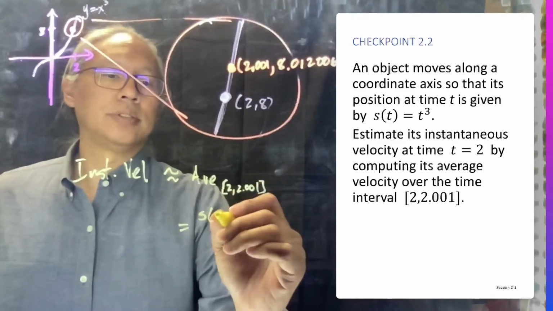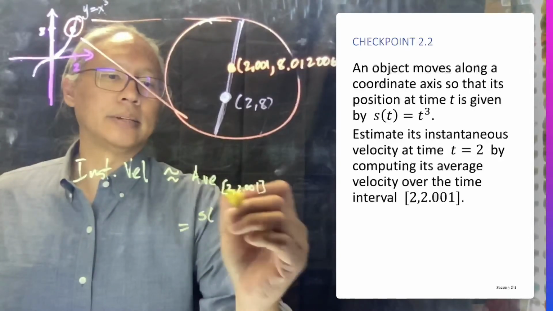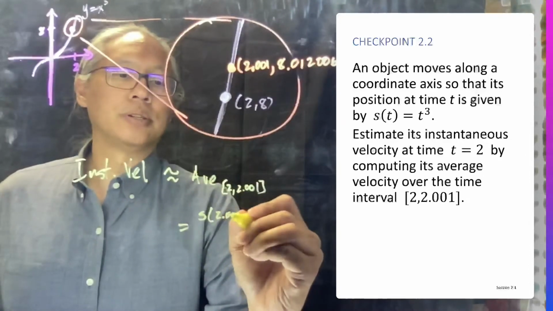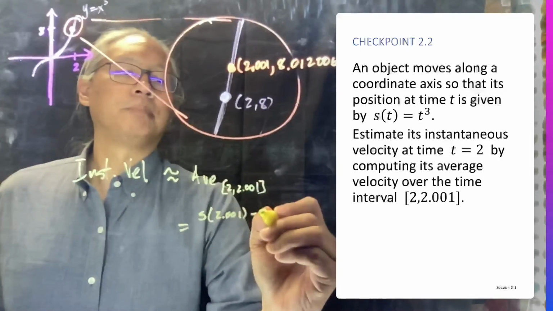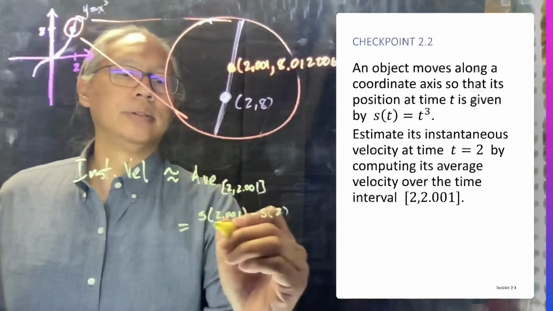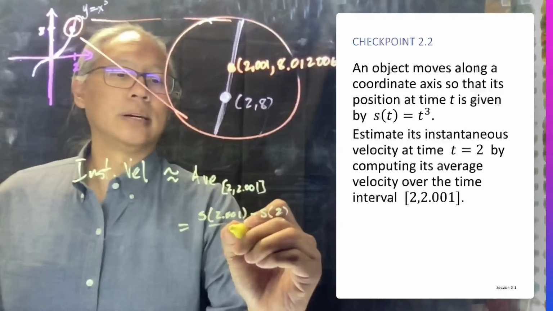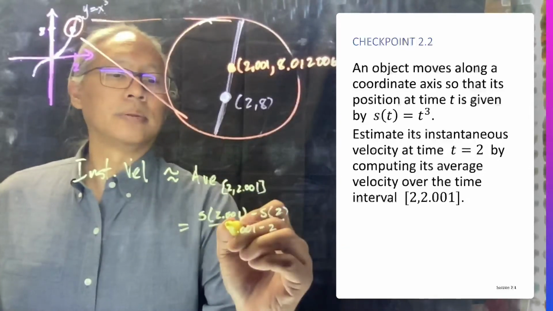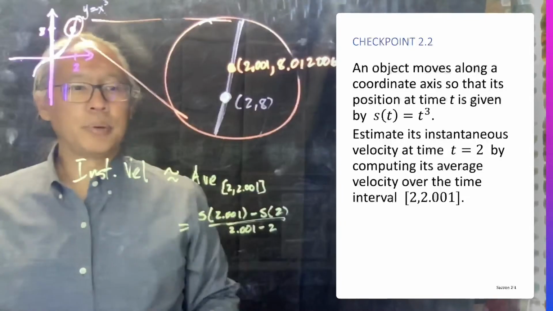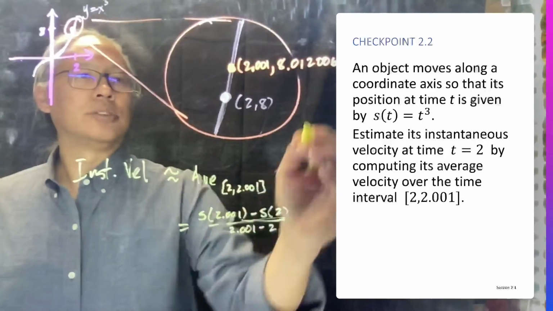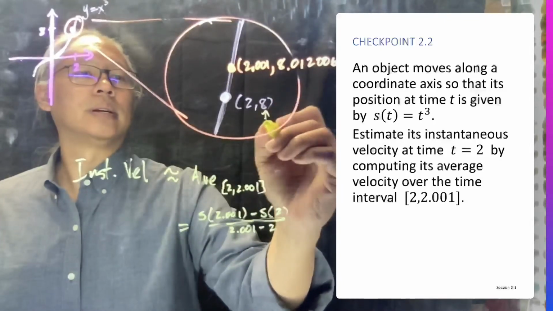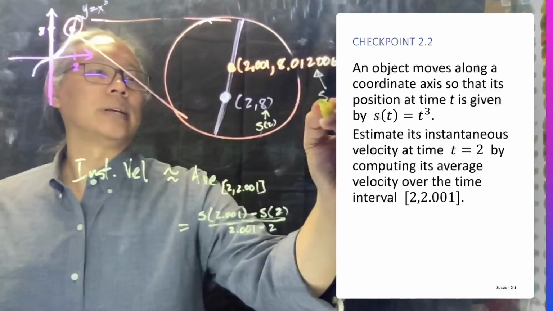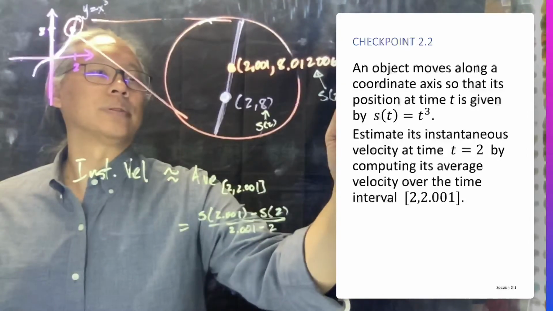We want s of t evaluated at, it doesn't matter which one goes first as long as we're consistent. So I'm going to put 2.001 first, minus s evaluated at 2, divided by 2.001 minus 2. Okay, so this is what we want to compute. And just to note, this is s of 2. And this big number here is s of 2.001.